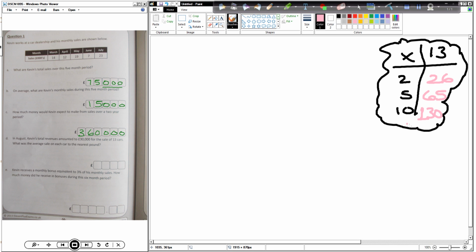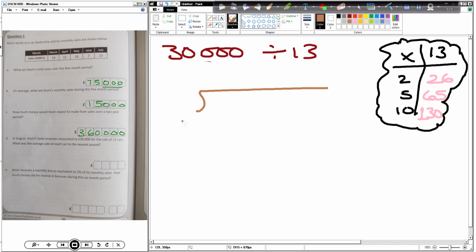So we've got these three little numbers. What we're going to do now is 30,000. Let's write the question down first of all and see how we interpret the question: 30,000 divided by 13. Now, I'm going to put my bus stop technique over here. I want to know from one of you, where does the 30,000 go and where does the 13 go?